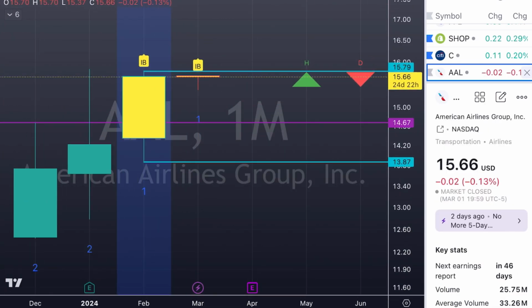American Airlines, there's the inside bar as well. We are close to triggering to the upside, so we can look for calls there at 15.79 on AAL.